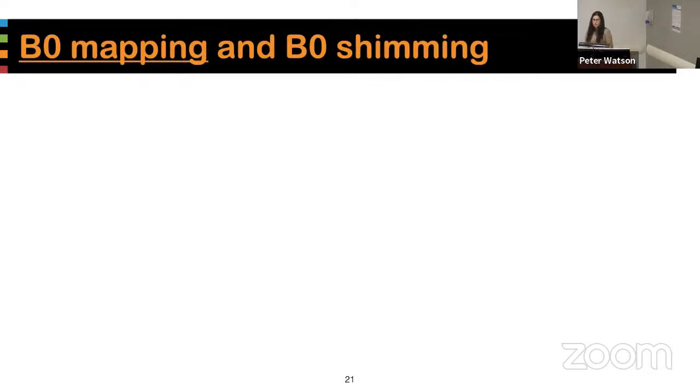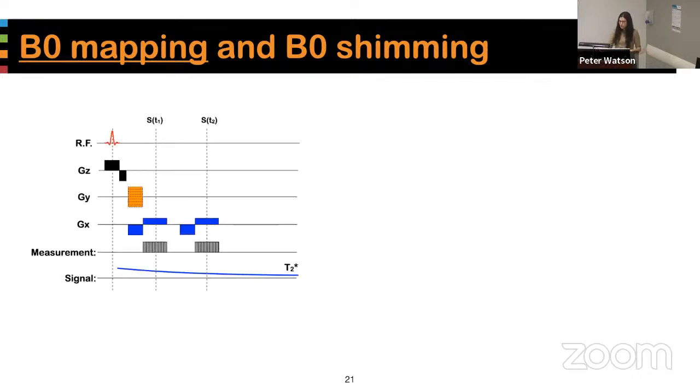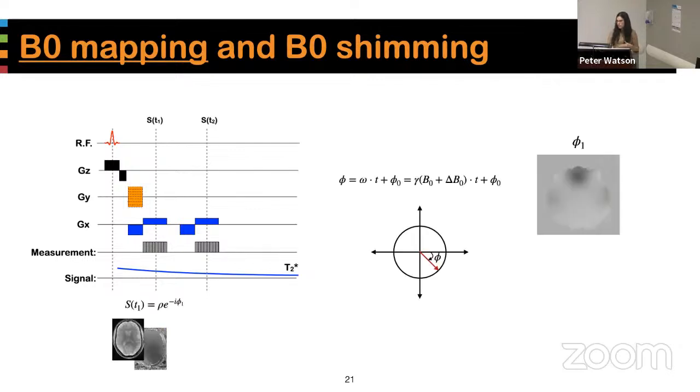The first step to B0 shimming is first knowing what the problem is. So you have to measure the magnetic field to have an idea of what the extent of the field inhomogeneity is. So how do you measure a magnetic field? You do so by acquiring two images using a sequence similar to what I'm illustrating here on the board. It's the same kind of sequence that I showed you earlier. And you're going to measure two images, one at time t1 and one at time t2.